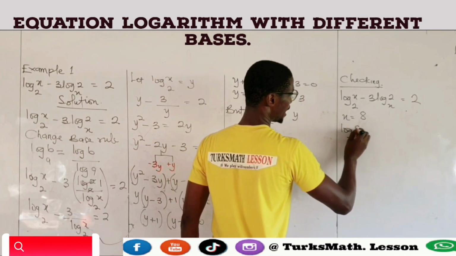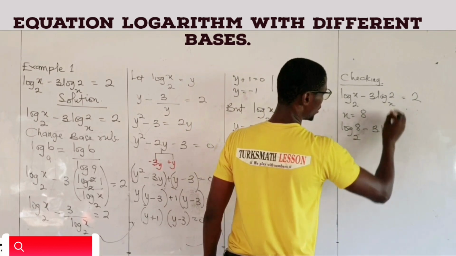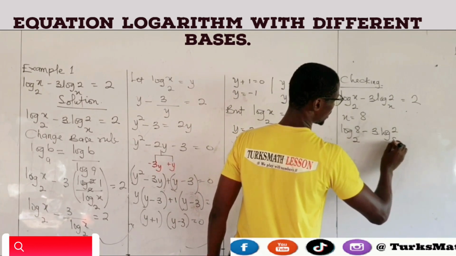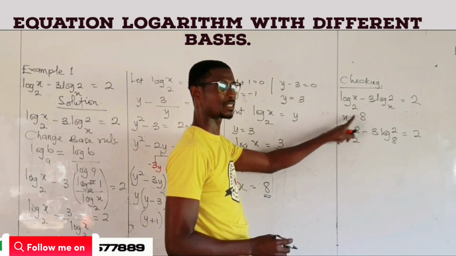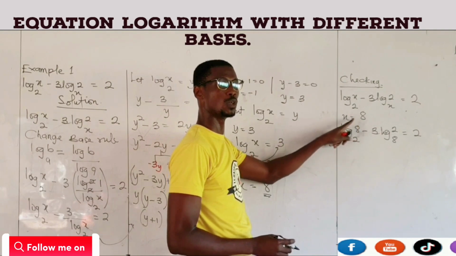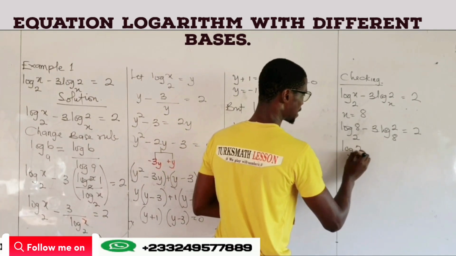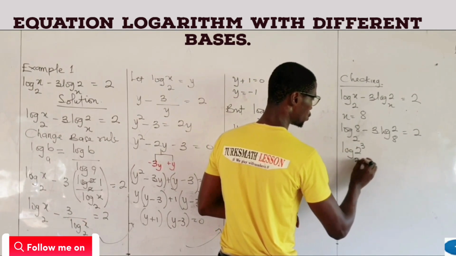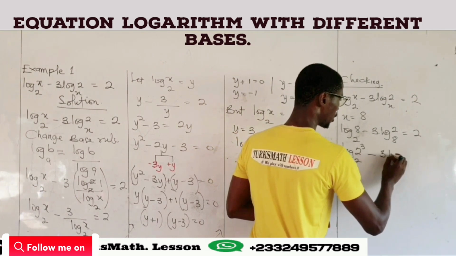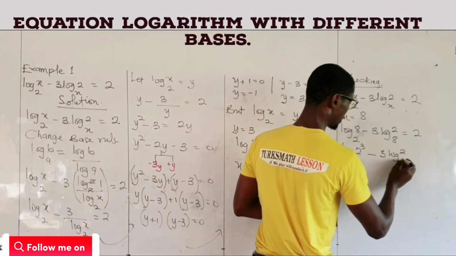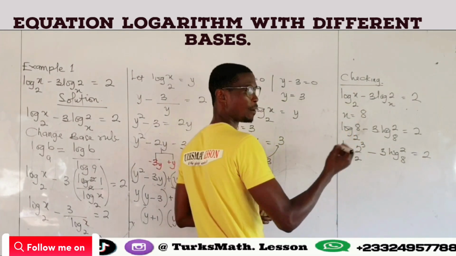So we are going to have log 8 base 2 minus 3 log 2 base 8 equals 2. Here 8 is expressed as indices, 2 exponent 3. So we have log 2 exponent 3 base 2 minus the same thing, 3 log 2 base 8 equals 2, using the power rule.